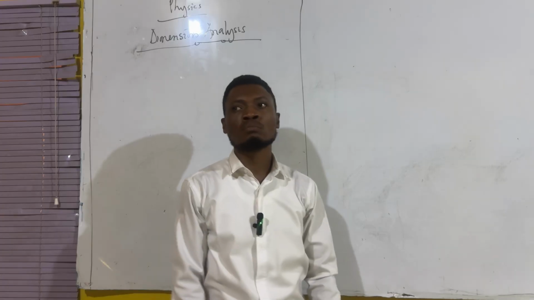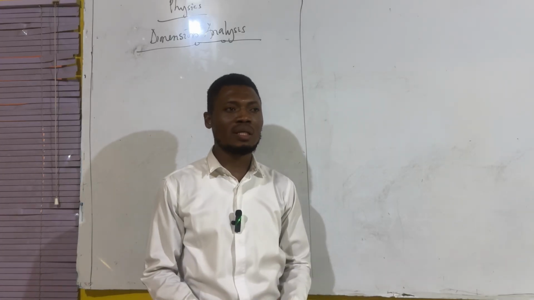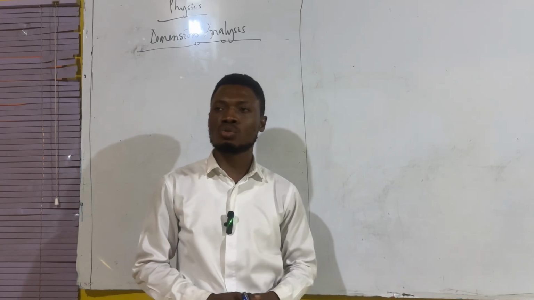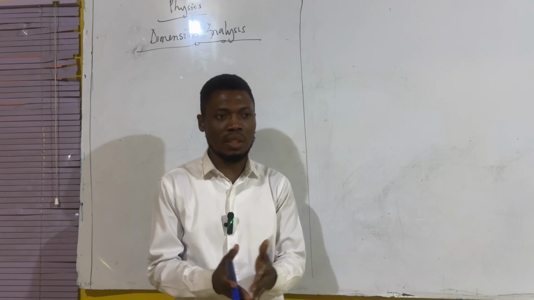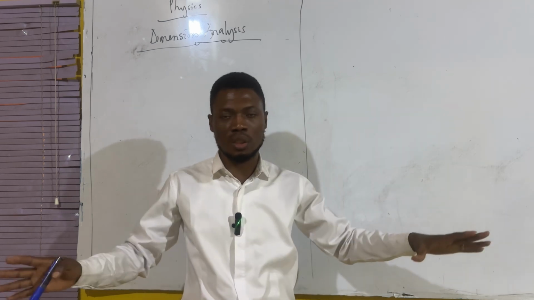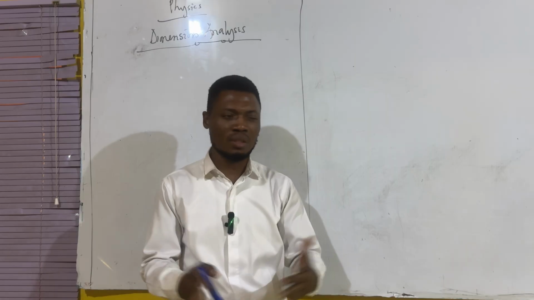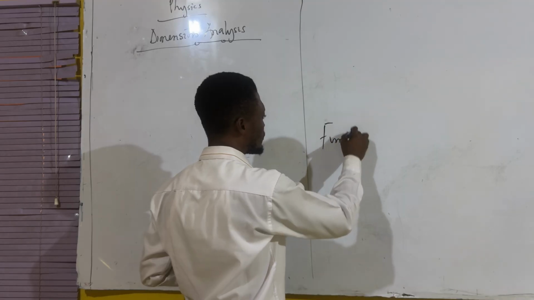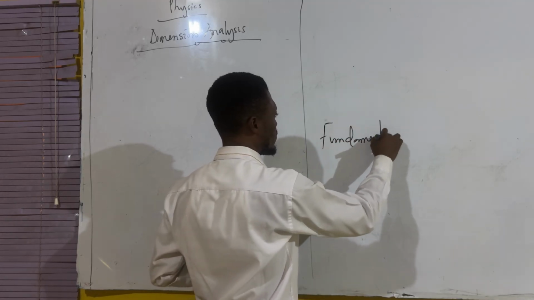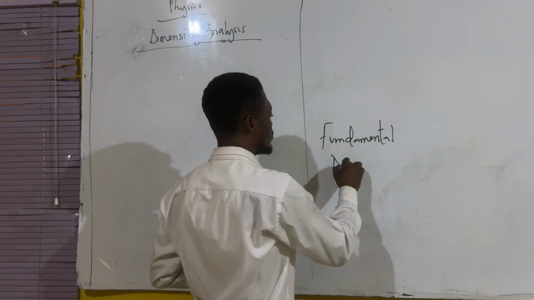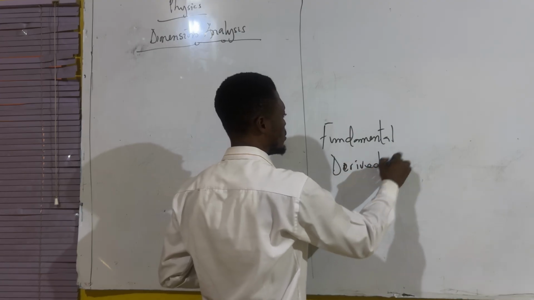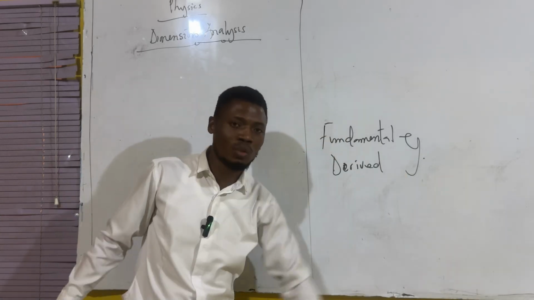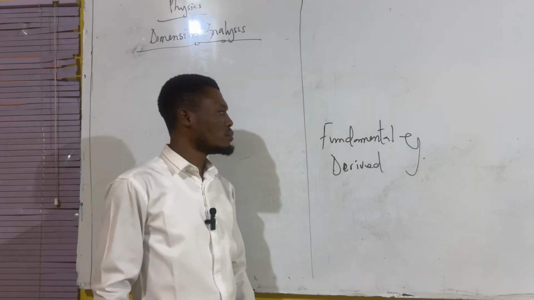Dimensional analysis. For you to solve dimensional analysis, you need to understand quantities. Quantities are divided into two, basically. Previously it was three categories, but now the general division is two: fundamental quantity and derived quantity. These two are the basis of all other quantities we have in physics. Now, what is a fundamental quantity?